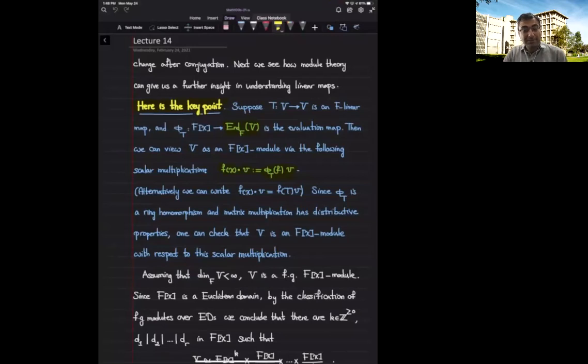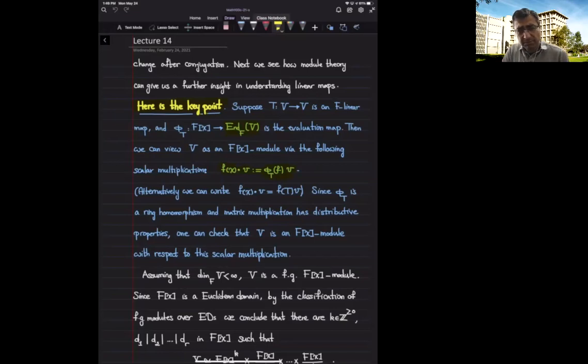At the end of the previous lecture, we started discussing linear transformations of a finite dimensional vector space V. We showed the connection between such linear transformations and ring theory by means of the evaluation map. So I give you a polynomial with coefficients in the field F, and then you essentially evaluate this polynomial at T to get an endomorphism of the linear transformation.